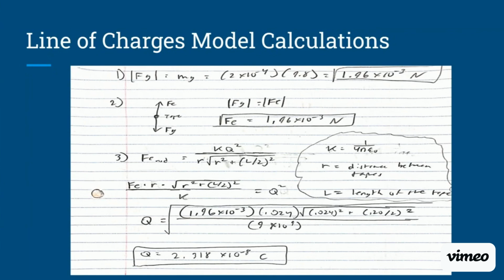Since the tape is now a line of charges, we get to model it with the electric force of a rod equation. And since everything is known but the charge, we can simply rearrange the equation and solve for the charge, which gives us the charge of the tape to be 2.318 times 10 to the negative 8 coulombs.